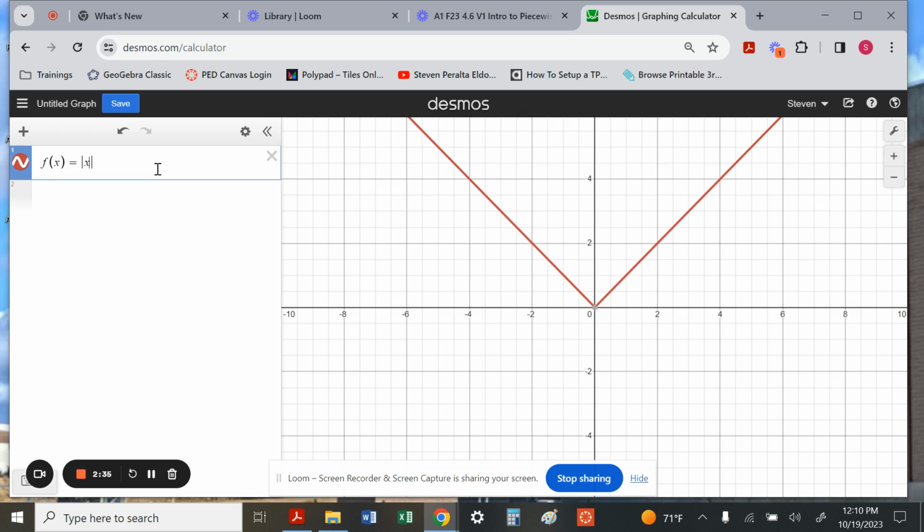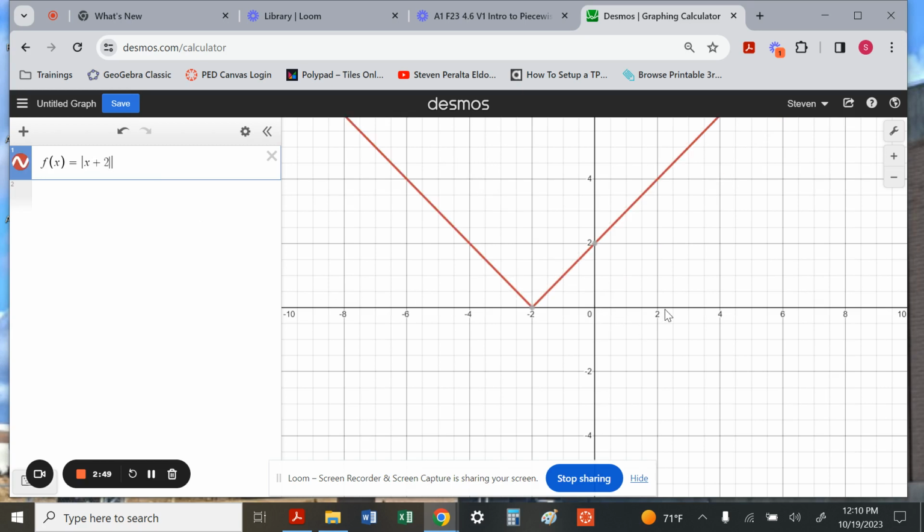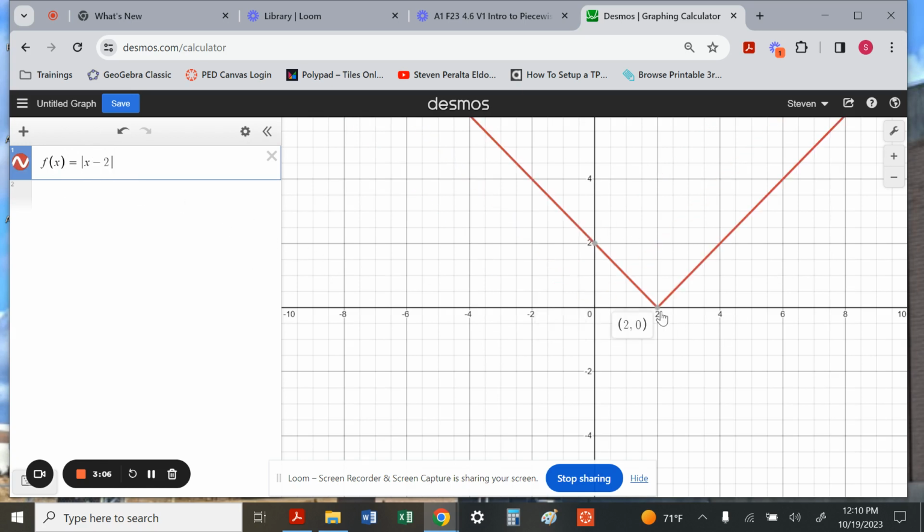Another way that we move things around is if we put a number inside with the x. So if I put a -2 here, or a +2, which is what we did last time, if I put a +2, notice that it didn't move to the right, but it moved to the left 2. So any number that I put inside here, adding or subtracting, is going to cause the function to shift in the opposite direction. When I put a +2, it shifts to the left. When I put a -2, it shifts to the right. So we can kind of see what's happening with that one.